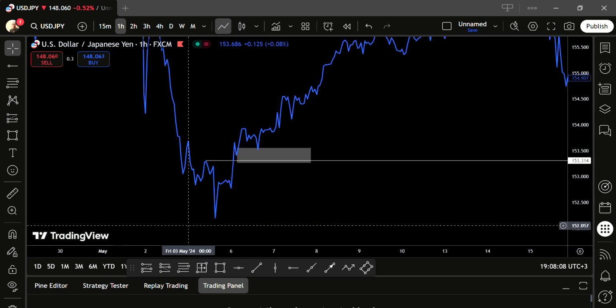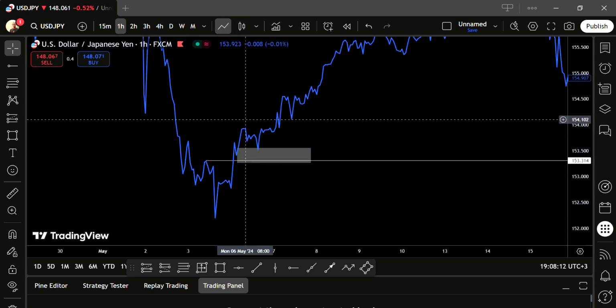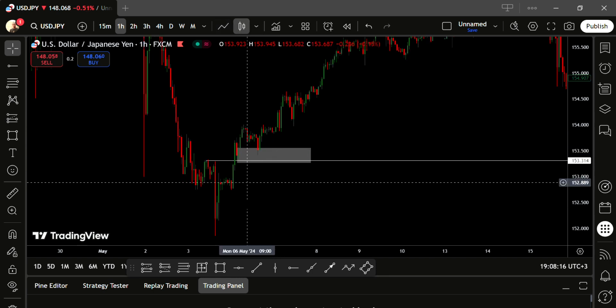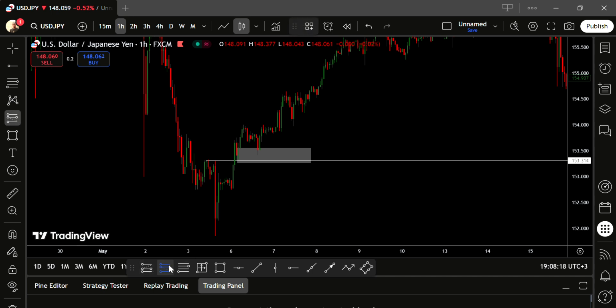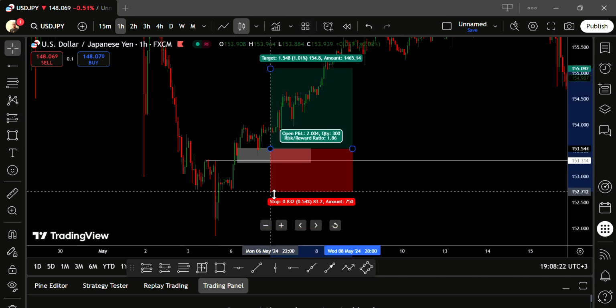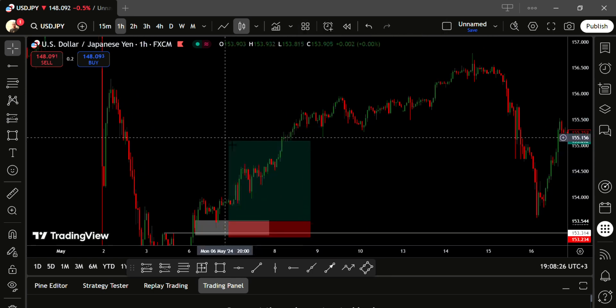Let me show you on the line chart. This is resistance, broken, turns into support, and then price goes up. When it comes back, you buy from there. So you put your buy limits here like this, and you target the previous high.